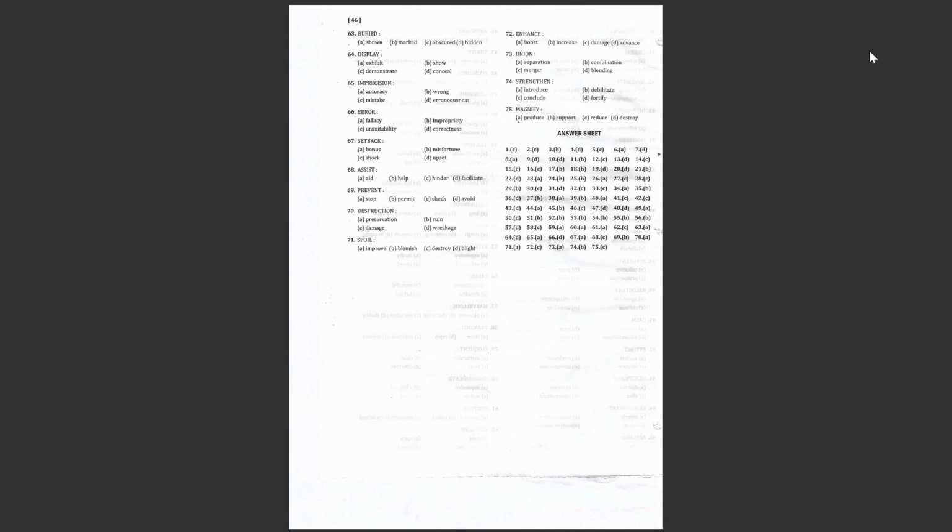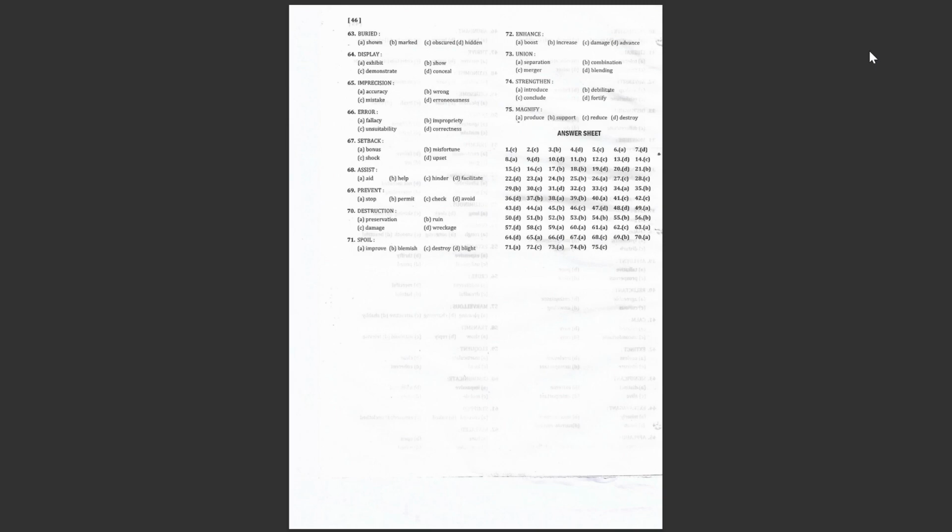Word 70, destruction. Destruction means damage, to destroy something, to damage someone, to damage something, तहस नहस कर देना. That is what destruction means. So the correct antonym of destruction would be option number A, preservation. संभाल के रखना, संजो के रखना, to preserve something. That is what the correct antonym of destruction would be.